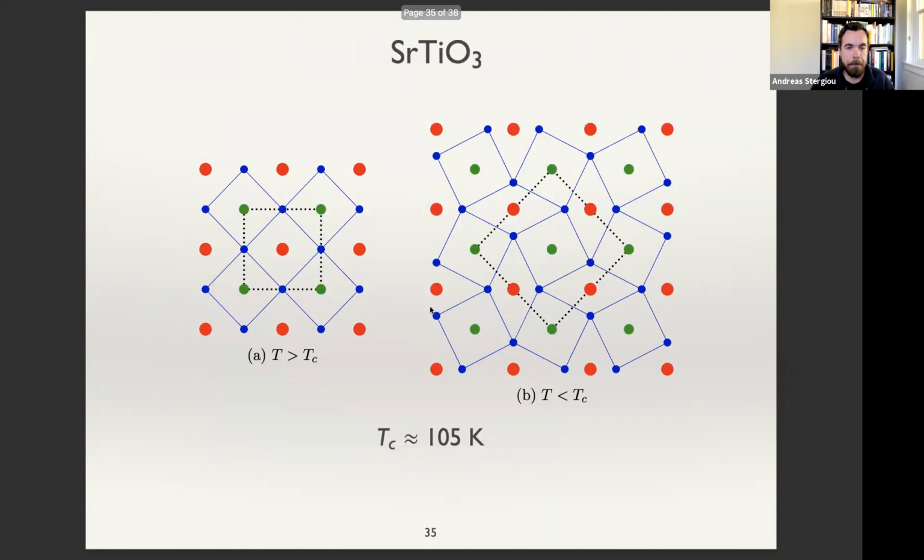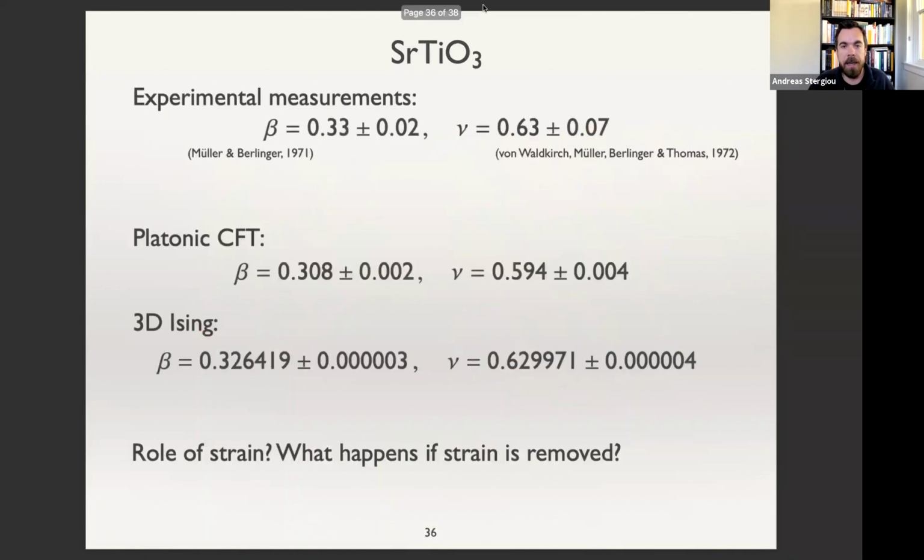And these octahedra rotate below some critical temperature. At room temperature, you have this nice cubic structure. And then at some critical temperature, which is about 105 Kelvin, the octahedra coherently rotate. This is exaggerated here. And if you think about layers, two octahedra on top of each other rotate in opposite directions. So the unit cell transforms from the cubic group to the tetragonal group. This is the cubic to tetragonal phase transition that is encountered in strontium titanate.